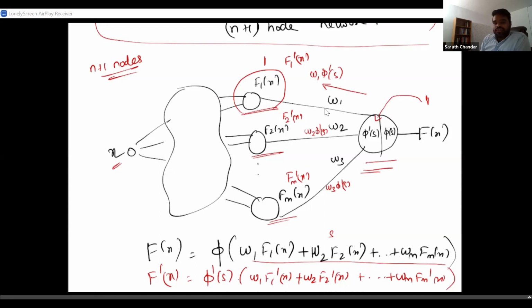Do you get the gist of the proof? What I have done here is assume that backprop works for n nodes, and I proved that going from n to the n plus 1th node can be exactly done using the backprop procedure. Any questions? No questions in the chat. Okay.